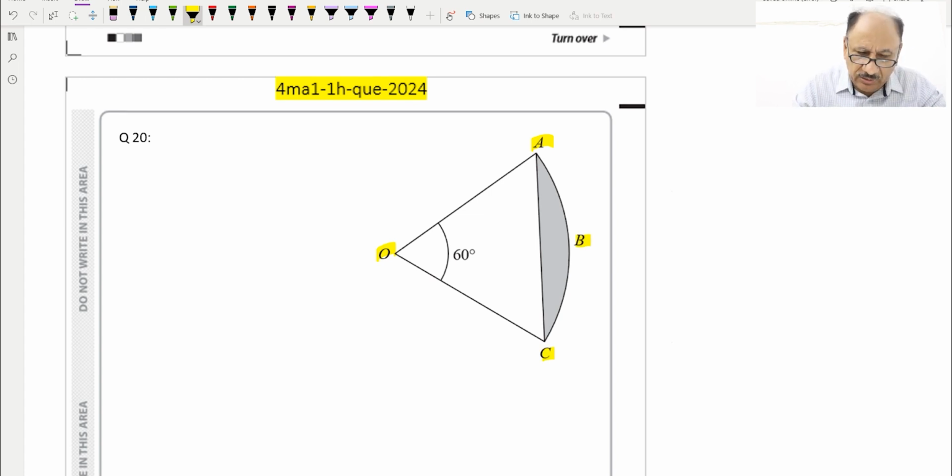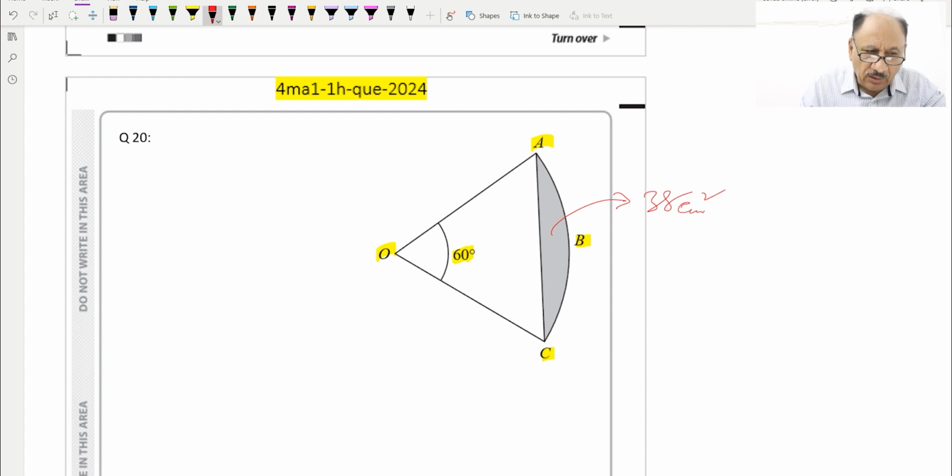So angle AOC is 60 degrees. The area of the shaded region ABC is 38, so this area is given as 38 centimeter square. Okay, so work out the perimeter of the shaded segment ABC. Perimeter is required.